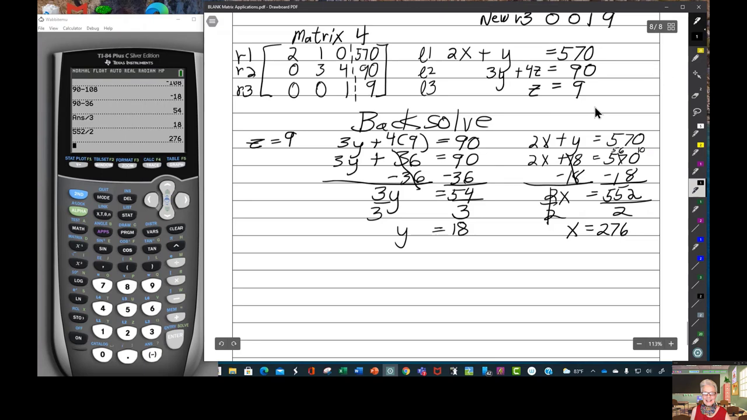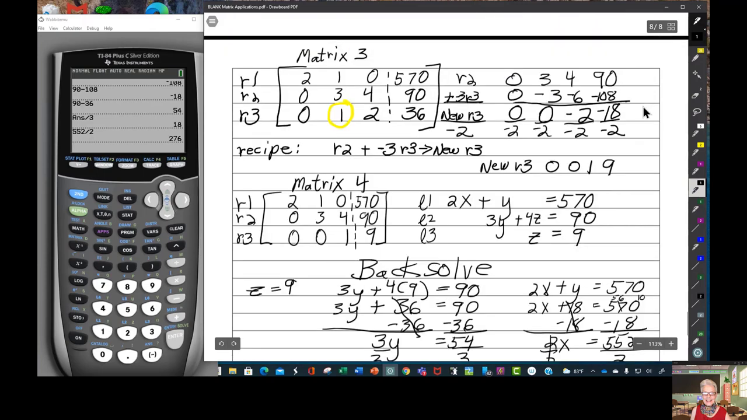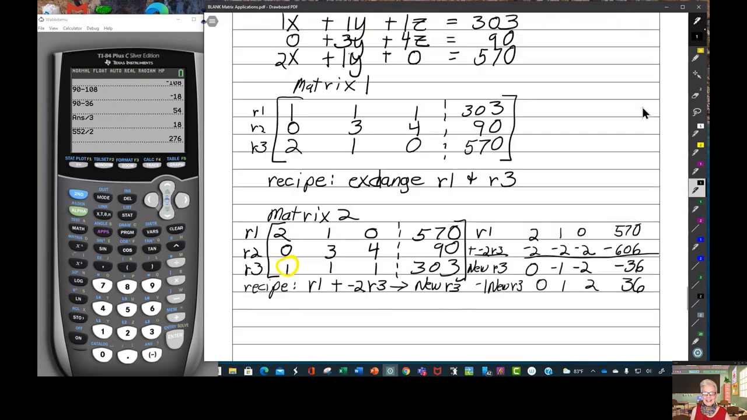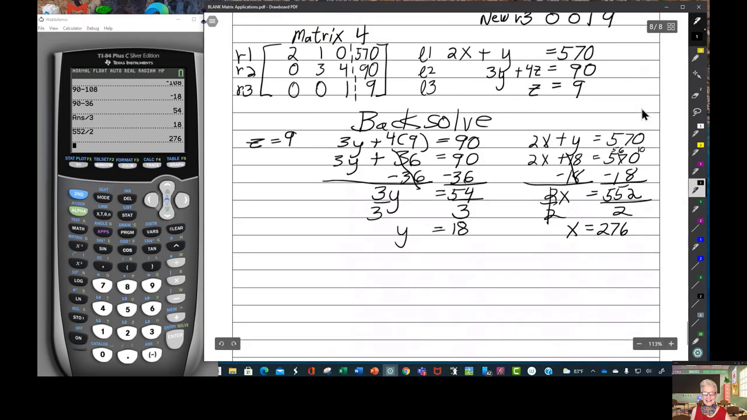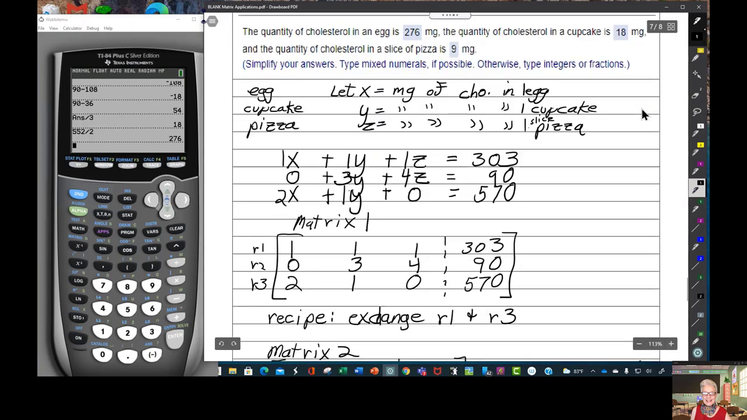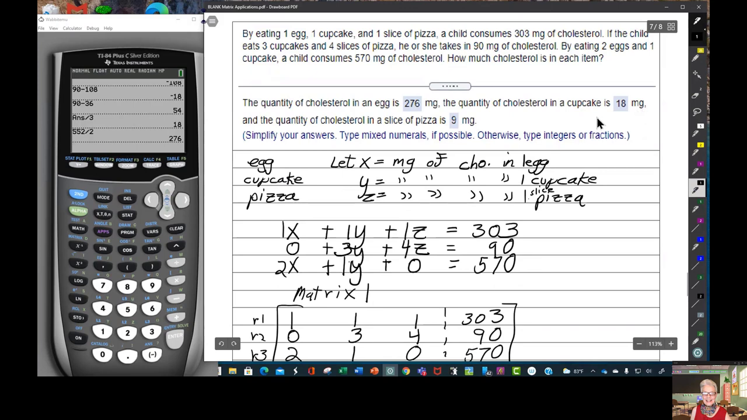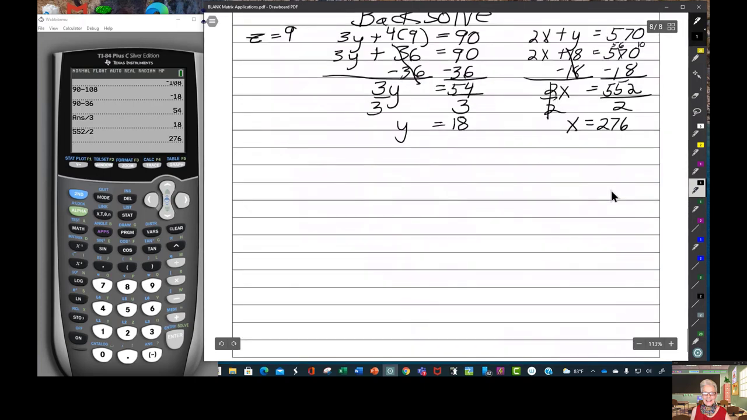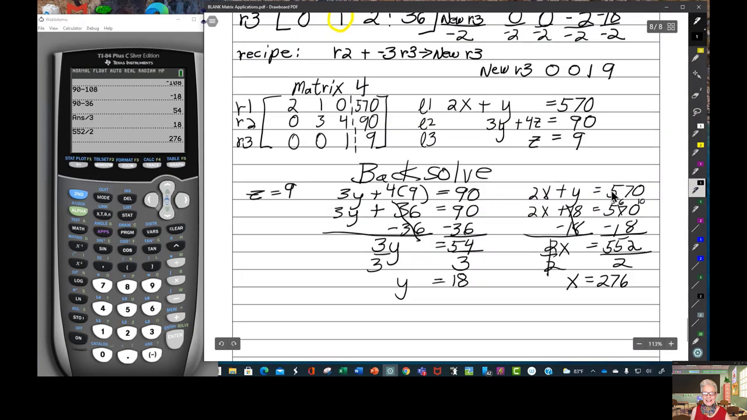Okay, let's go up and see. I'll be more devastated if I'm wrong. Cholesterol in an egg is 276. Woo! Cholesterol in a cupcake is 18 milligrams. Cholesterol in a slice of pizza is 9 milligrams. Got it right. Woo!